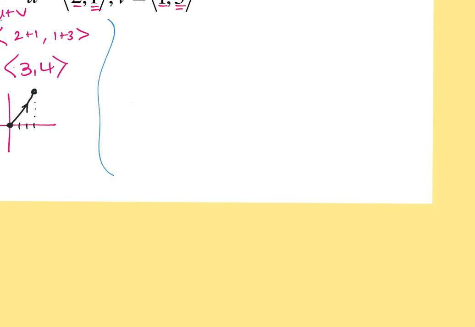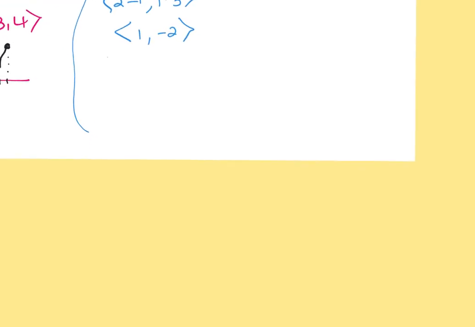All right, then I go to B, and B is u minus v. So it's 2 minus 1, and 1 minus 3. I get 1, negative 2. To graph this one, I'd start at 0, 0. I go right 1 and down 2, and I draw my arrow towards the 1, negative 2. It's down because it's negative. Correct, because the change in y is negative.